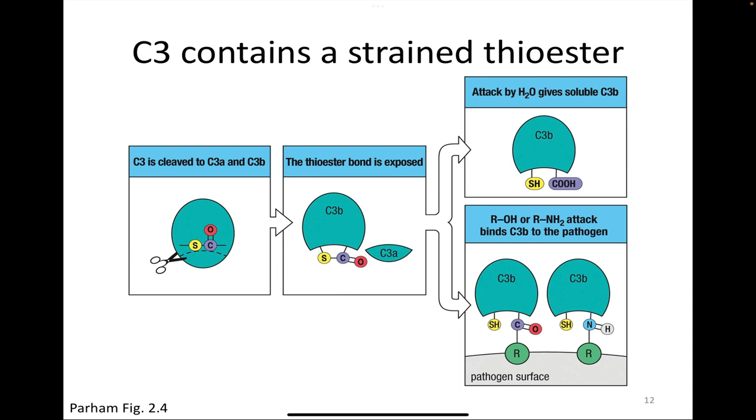C3 has this really weird thioester in it. And sometimes, C3 just breaks. And when C3 breaks, it basically breaks into C3A and C3B.